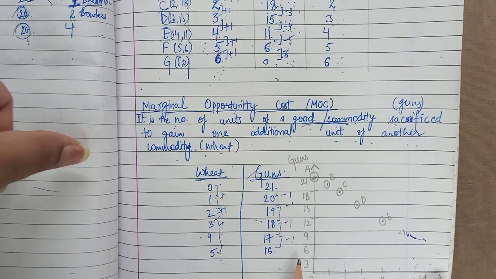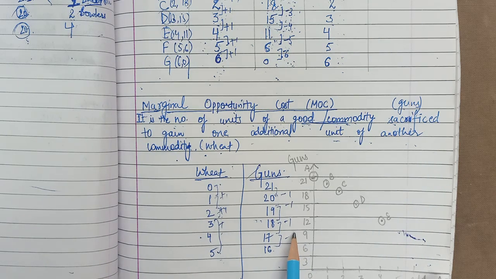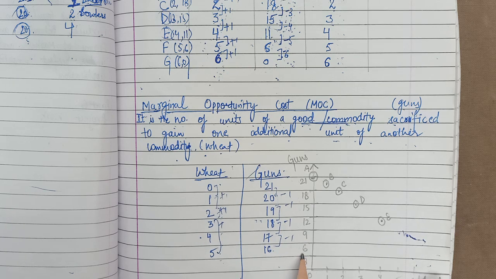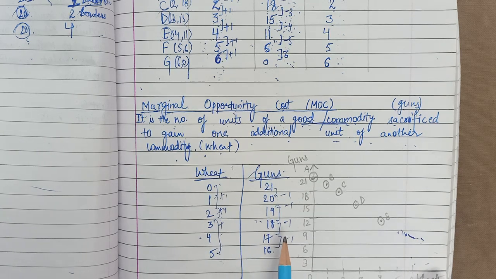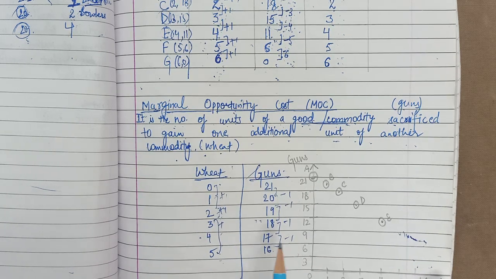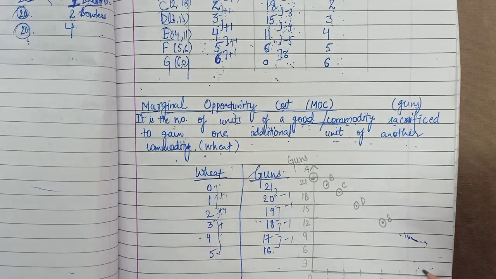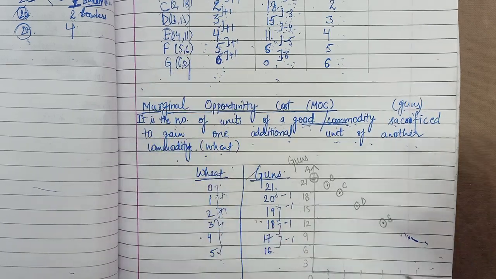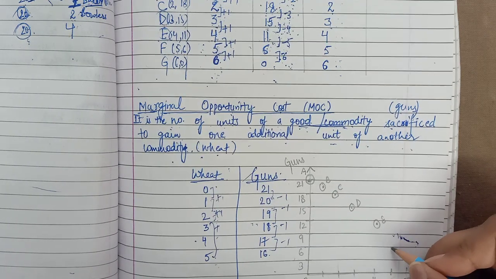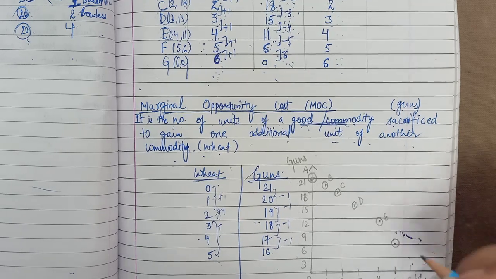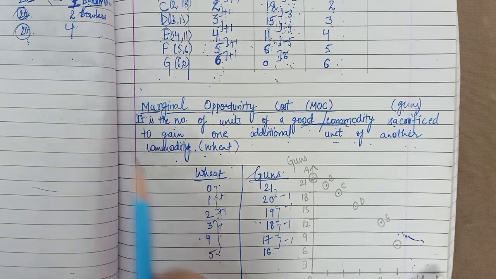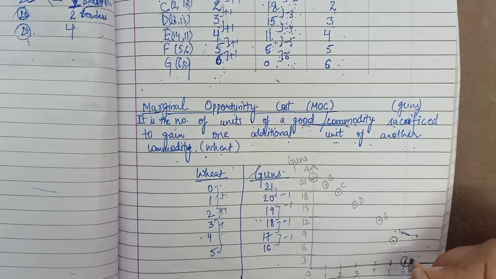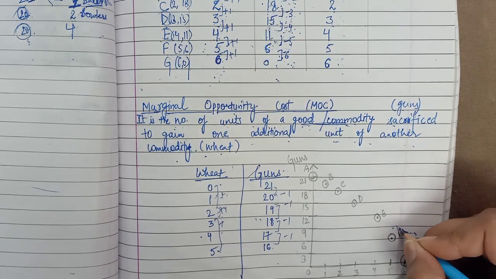On the y-axis, you can see I have taken a scale of 3 units: 3, 6, 9, 12, 15, 18, 21. You can take a scale of 4 units, 5 units, or 2 units. That's up to you. I found 3 the most appropriate one as per my example. Next, possibility F. Possibility F is 5 units of wheat and 6 units of guns. So 5 wheat is here and 6 guns is here. So I'm here. Next is 6 units of wheat and 0 units of guns. So I'm actually here, 6 wheat and 0 guns. This is possibility G and this is F.